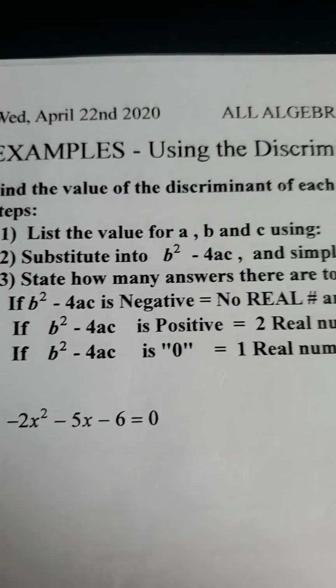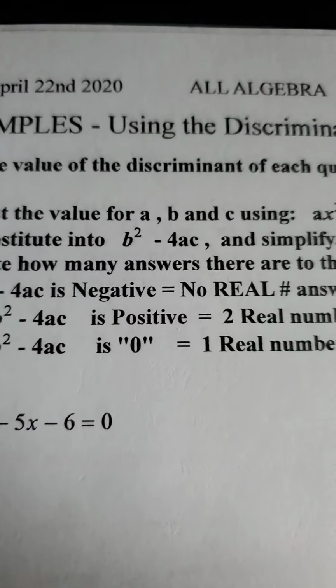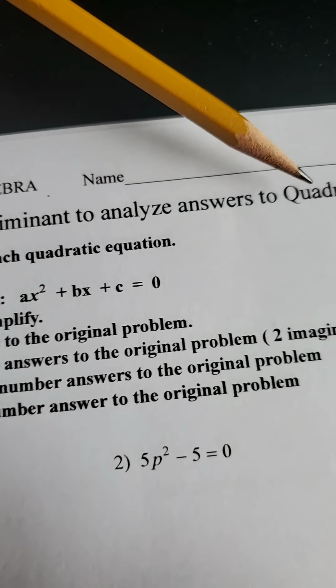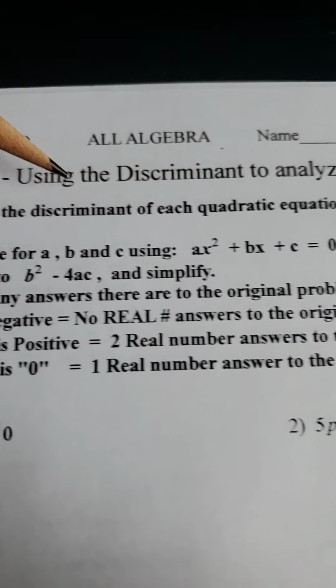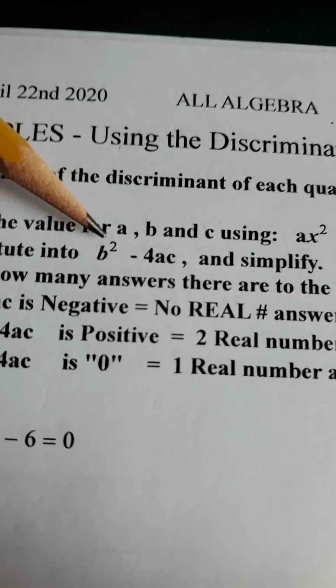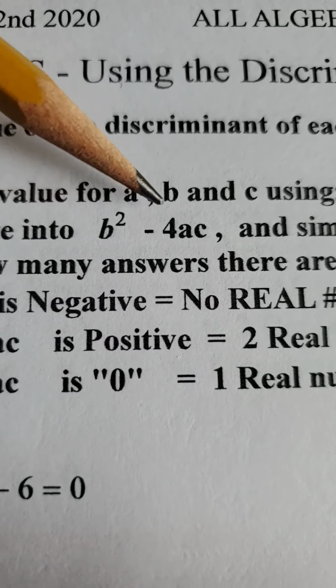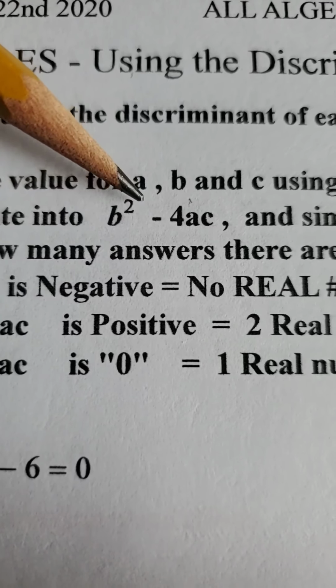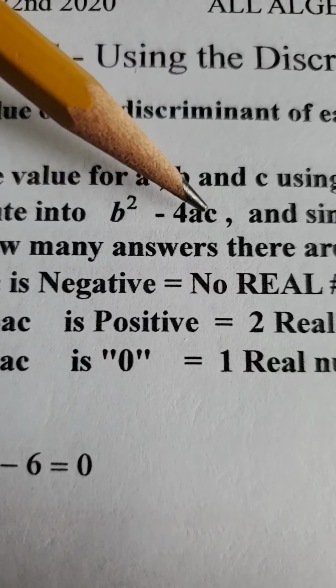Okay. First, it's called the discriminant. Using the discriminant to analyze answers to a quadratic equation. The discriminant is b squared minus 4ac. Now, it just looks like a bunch of variables to you, but I'll show you where the b and the a and the c all come from.